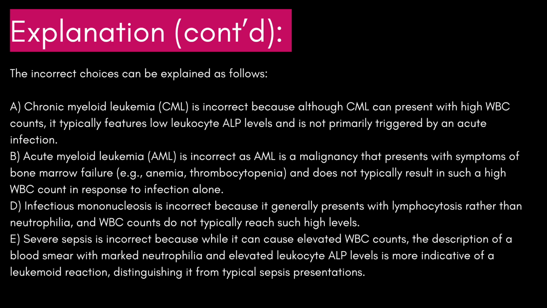D, infectious mononucleosis is incorrect because it generally presents with lymphocytosis rather than neutrophilia, and WBC counts do not typically reach such high levels. E, severe sepsis is incorrect because while it can cause elevated WBC counts, the description of a blood smear with marked neutrophilia and elevated leukocyte ALP levels is more indicative of a leukemoid reaction, distinguishing it from typical sepsis presentations. All right, now that we have covered this question, let's move on to look at the next question.